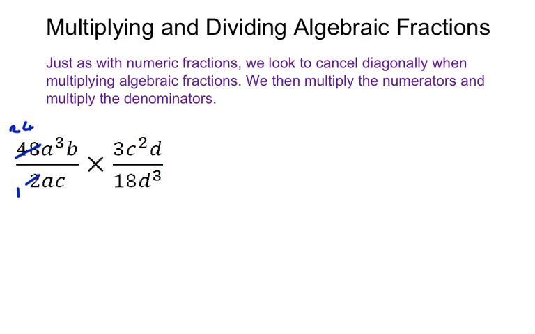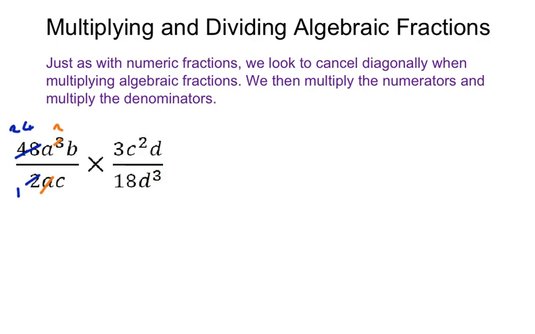Now we're going to do the A's. We've got A cubed on the top and an A on the bottom. So that cancels the A cubed into an A squared. We have a B on the top, but there are no B's on the bottom, so that doesn't cancel.